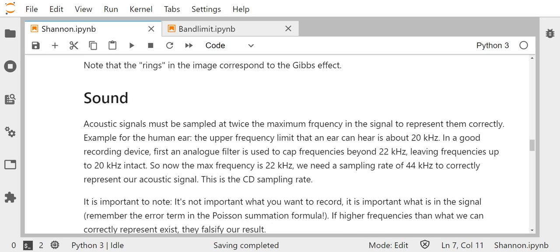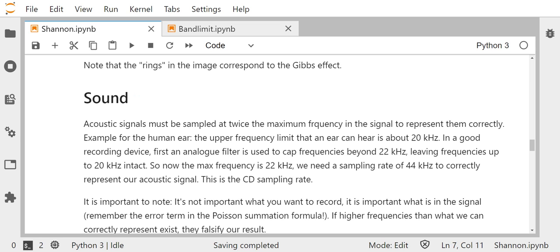So that also applies to sound, and a human ear can hear frequencies roughly in the range from 20 hertz to 20 kilohertz. So that means in order to represent all the frequencies that a human ear can hear, we have to have a sample rate of at least 40 kilohertz. Now, that's not all that's to the story.